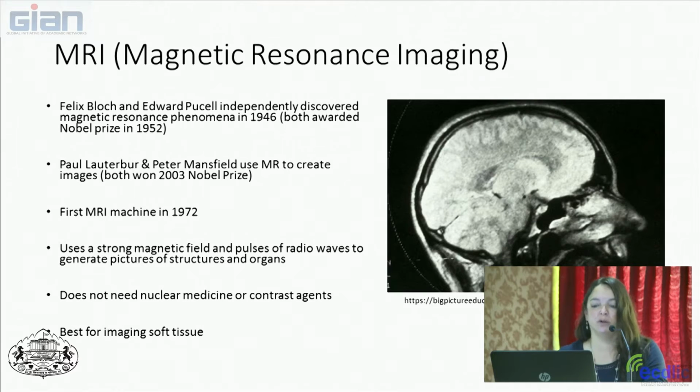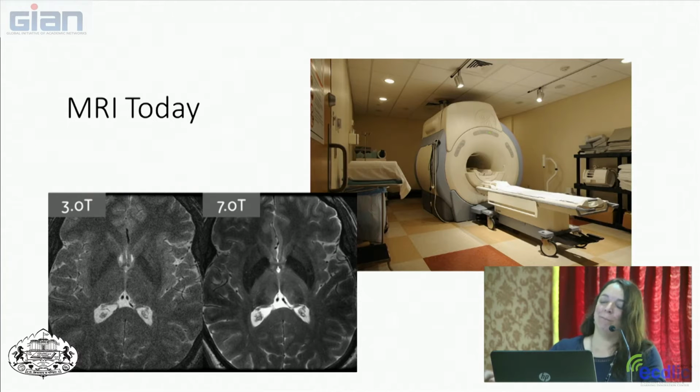MRIs are wonderful for imaging soft tissue, and I myself am sort of partial to them because I work in that area. MRI machines can go up to as much as 7 Tesla today, which you're going to see when we talk about MRI tomorrow, how impressive that is. But using a 7T image, you can get very fine detail of the tissue.